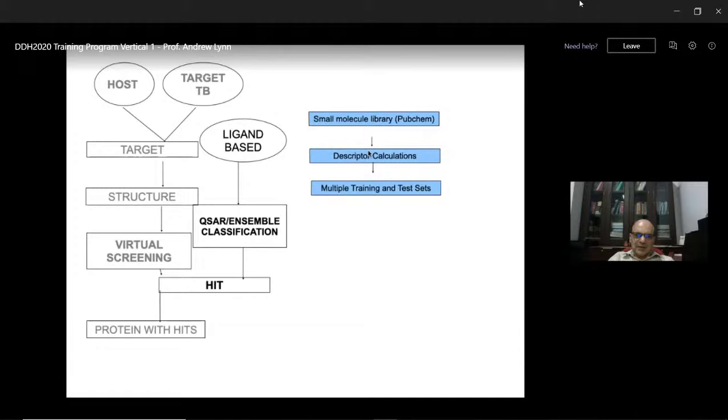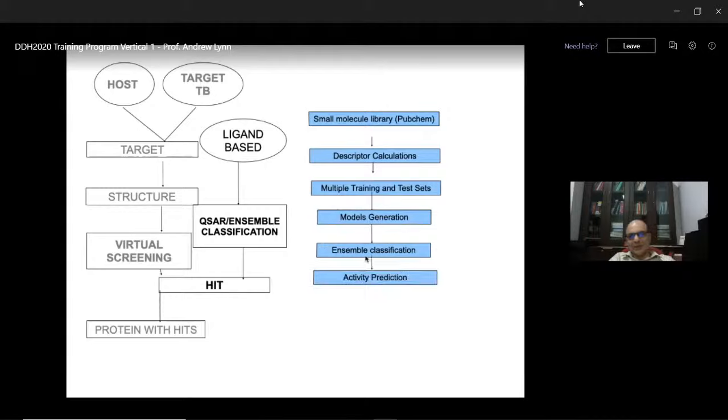Then we divide our molecules into training and test sets. We can do this using multiple training and test sets if we are using multi-cross validation. We generate models and we have ensemble classification. So this is the modification that we are making. If you're using something like support vector machines, that would be one method that we're using. But if we use multiple methods and I want to do an ensemble classification, this is the way that we will add them together. So we have an activity prediction.